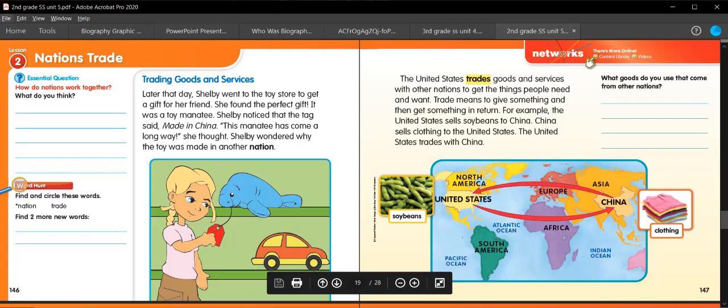All right, let's think about what we read. Now we know that nations trade with each other in order to get the goods or the services they need that they can't necessarily get or make or do in their own country. So our question on page 147 asks, what goods do you use that come from other nations? So think about things that you use at home that come from another place. Tell me what they are and tell me if you know where they come from. Take a minute to finish your answer. Then we're going to go on to our next set of pages.